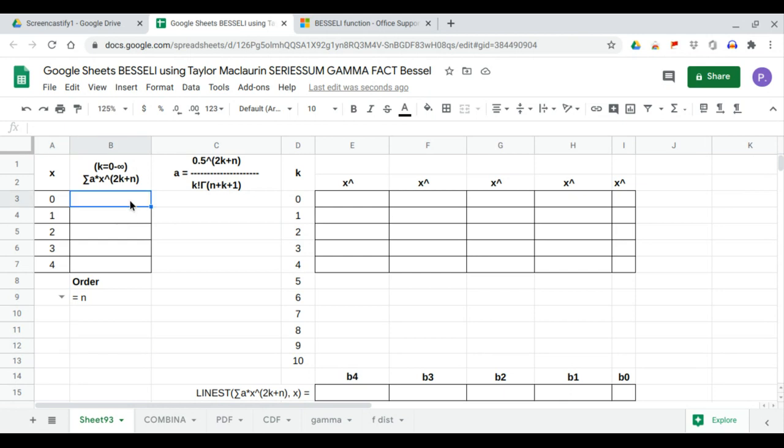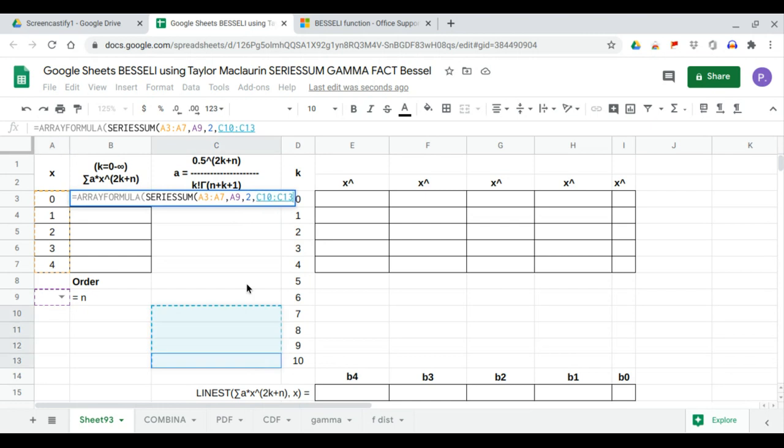Going back to the Taylor-Maclaurin series sum, which is an array formula, it is the series sum of the x values raised to the power starting from n, because that's n plus 2k or 2k plus n, and our value for k is from 0 to infinity. So n plus 0, n plus 2, so our interval will be 2, and the coefficient will be this range.